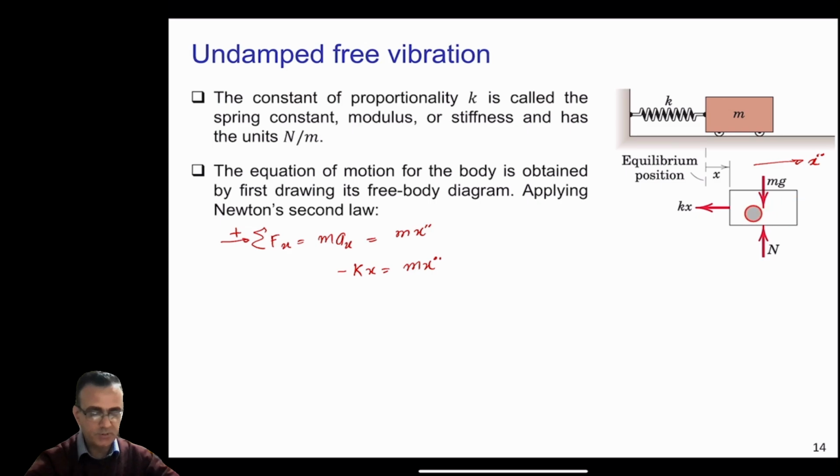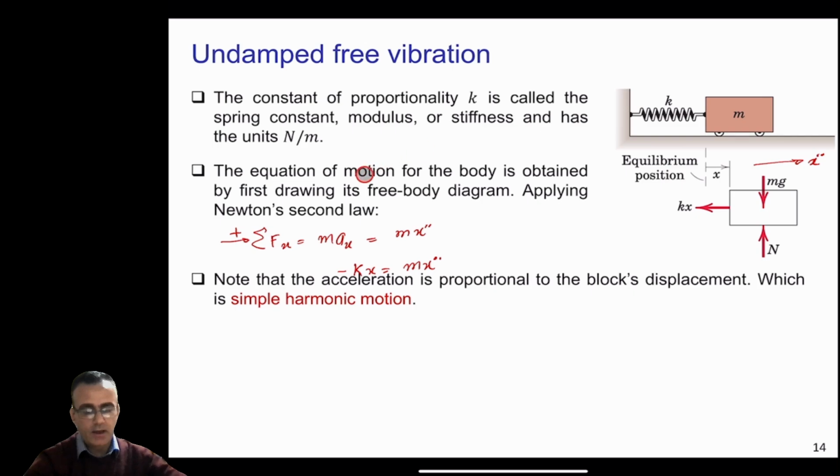So this is the equation of motion for this specific case, which is undamped. There is no damping here, and there is no external force here. It is just the spring force, which is an internal force. So this is the undamped free vibration, because there is no external force and no damping here. Note that the acceleration is proportional to the block displacement, which is simple harmonic motion. In simple harmonic motion, we derived the equation that the acceleration should be directly proportional to the displacement, which is also the case here. This is also a simple harmonic motion.